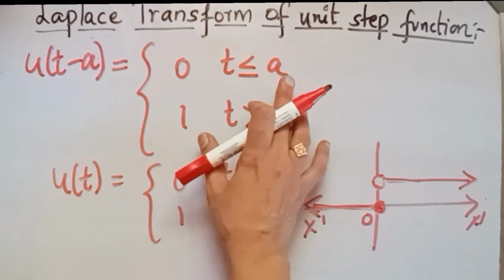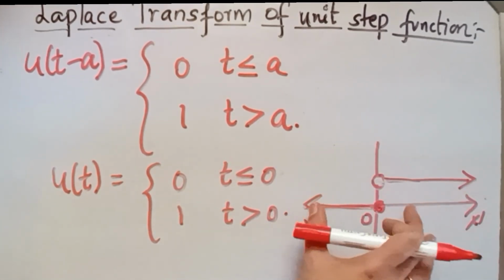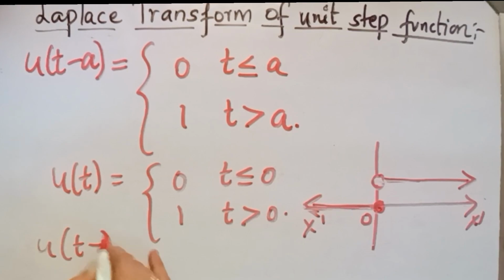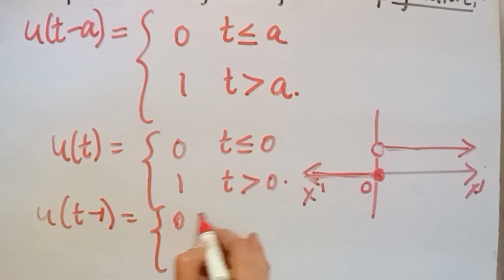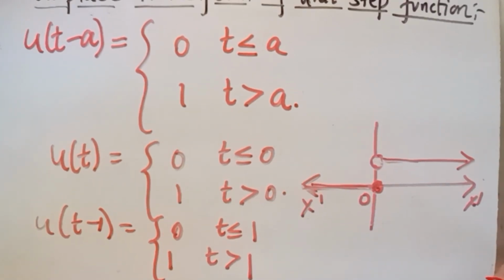So if you consider any other point in particular, in that case also you will get this kind of graph. That's why it is called as a unit step function. This is how to define the unit step function. So if you have t minus 1, then it is 0 if t less than or equal to 1, 1 if t is greater than 1. Such function is called as unit step function.